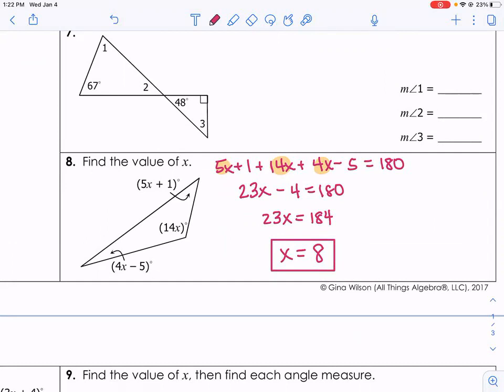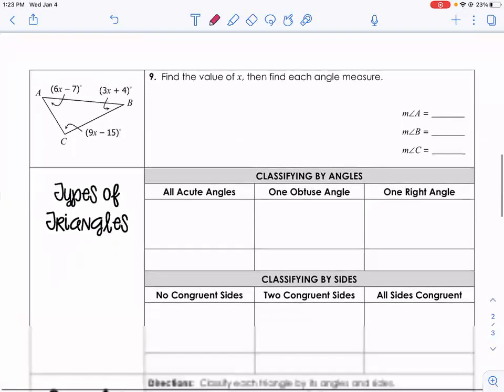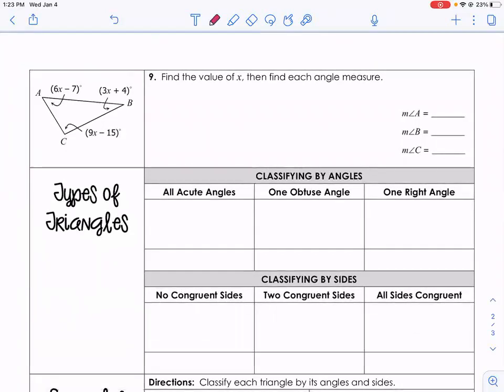Okay. So turn the page. Peyton was asking, well, do we need to like plug x in? Well, we would if they asked for the measure of each angle. So this is what I want you to do. In number 9, I want you to set up the equation and solve for x and then stop. And then we will answer, find each angle measure together. So set up the equation and solve for x and then stop.